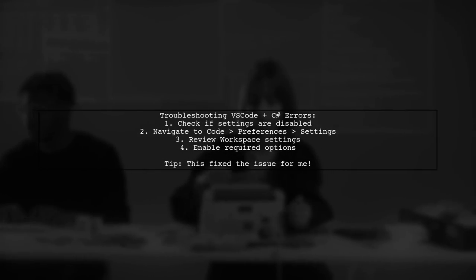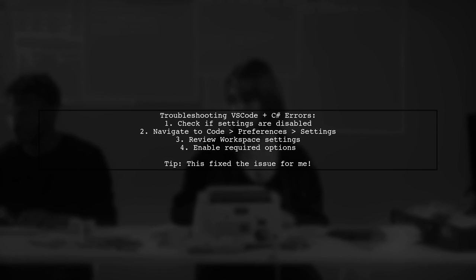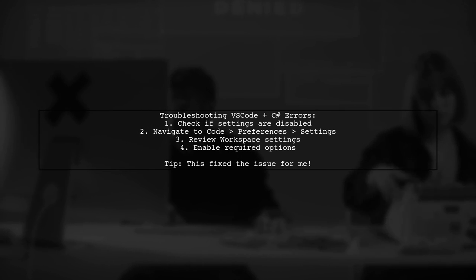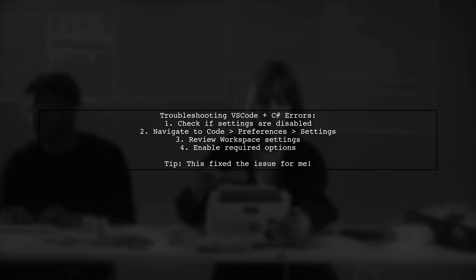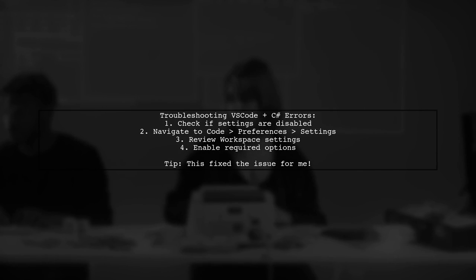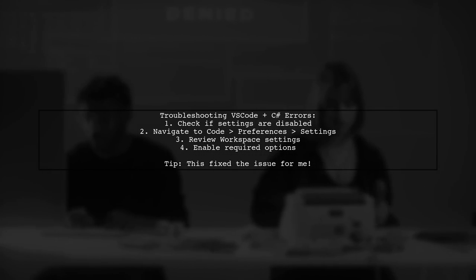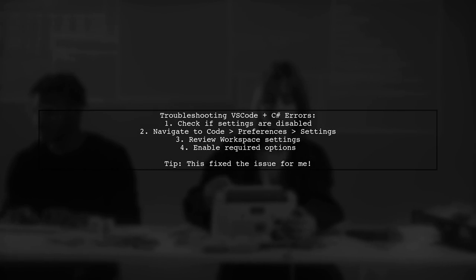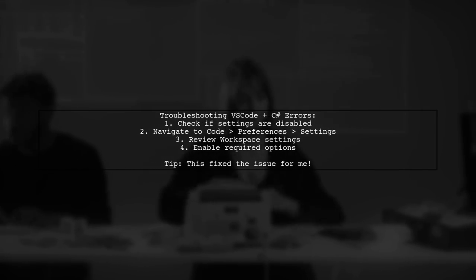If you're not seeing errors in VS Code with C# and OmniSharp, it might be because a setting was accidentally disabled. To fix this, go to Code, then Preferences, and select Settings. From there, check your workspace settings and enable the necessary options. This solution worked for me, and I hope it helps you too.